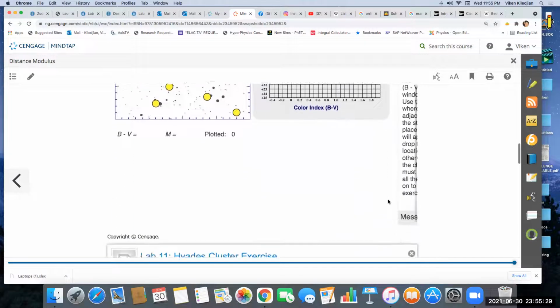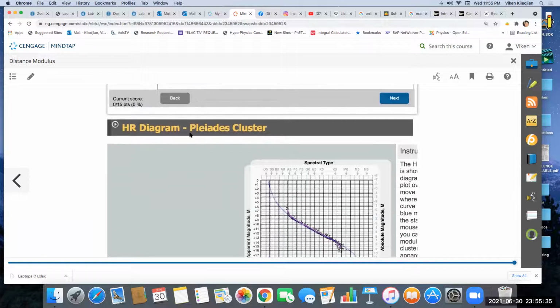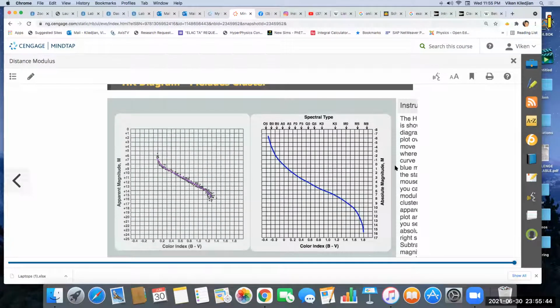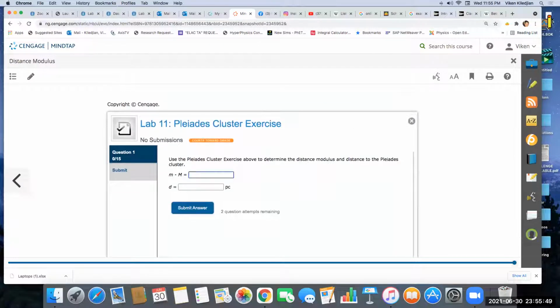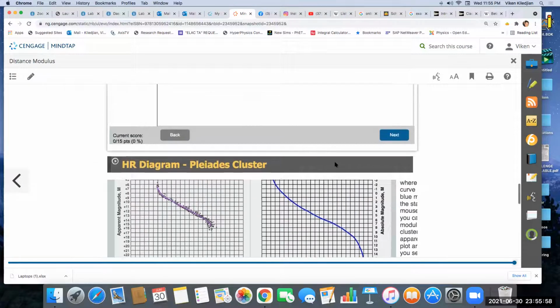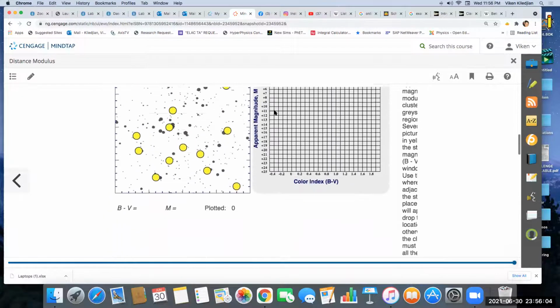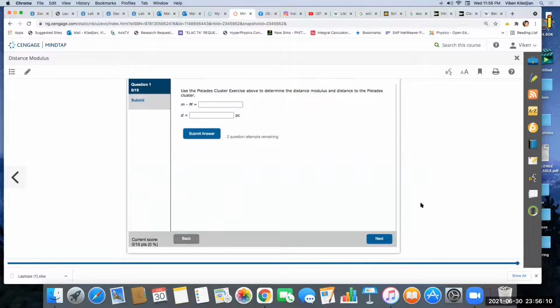Oh, wait. So this one here is for the Hyades cluster, and this one is actually for the Pleiades cluster. Oh, actually, these are two different star clusters. So the picture here that you did goes with this one, m minus M and d, right? That one goes with this one. And then the picture here, this one is based off this picture. Let's see here.